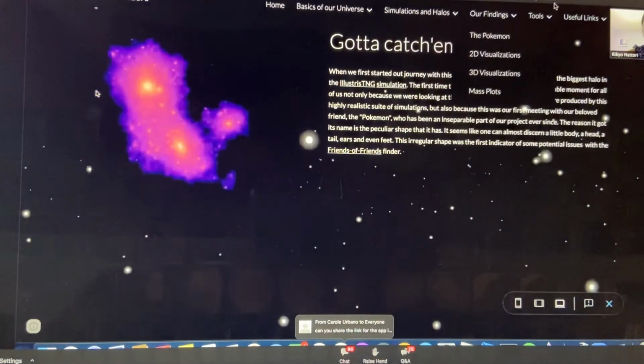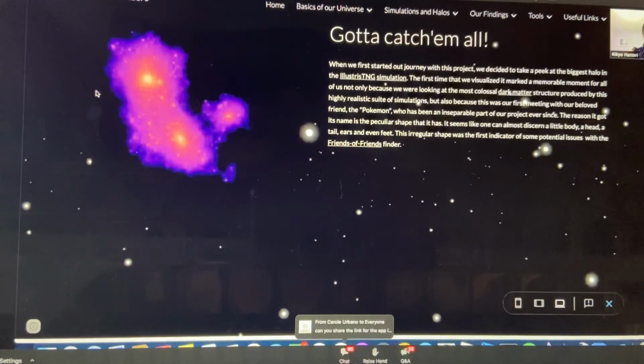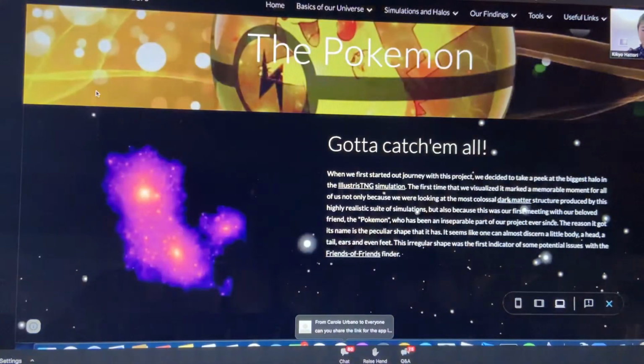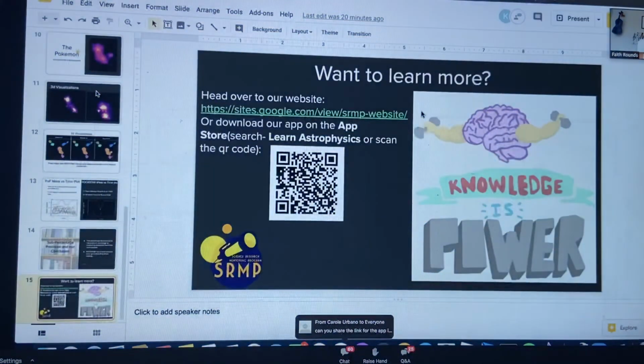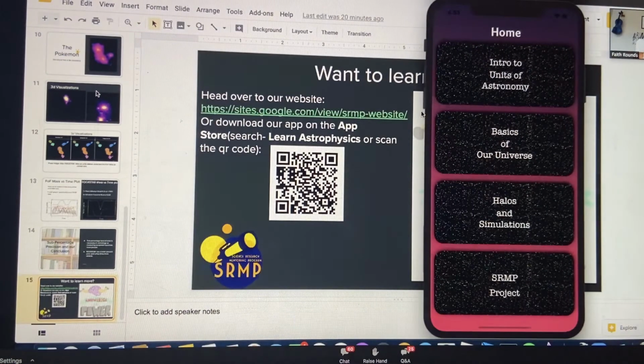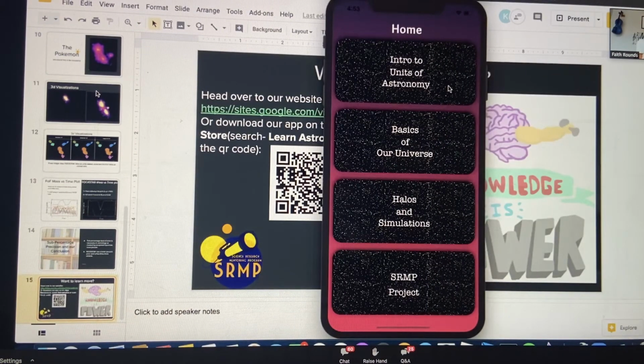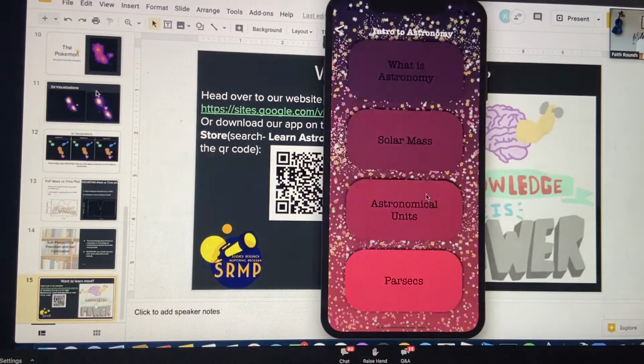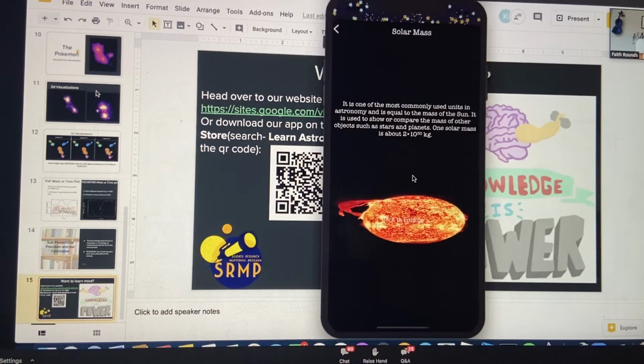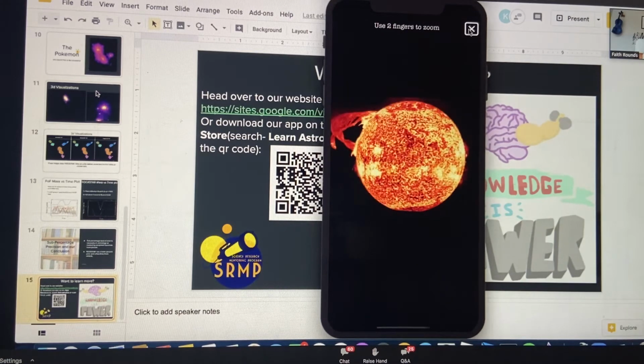Also, Faith created an amazing app, so she's going to talk briefly about it. Our app basically synthesizes all this information for you. You download it and you can get an intro to astronomy, or you can explore different things. You can learn about solar mass, and you can explore images and just learn more.